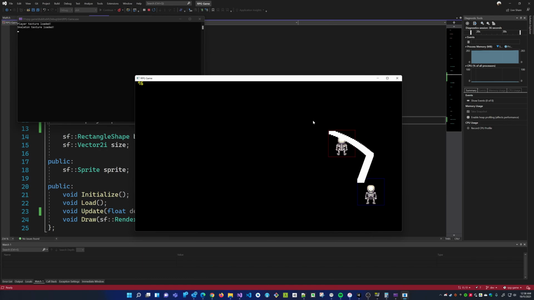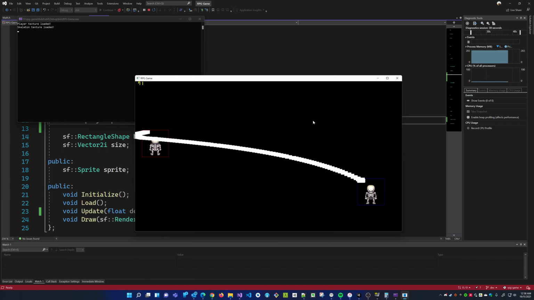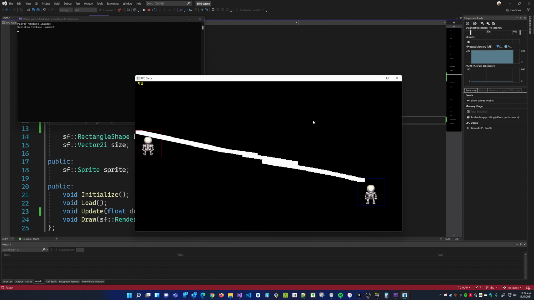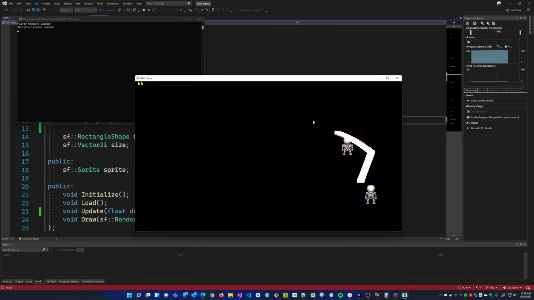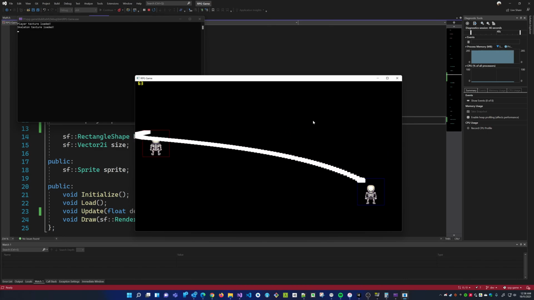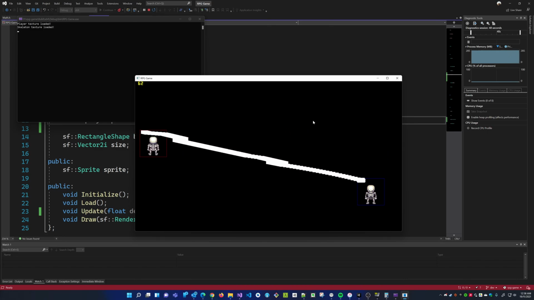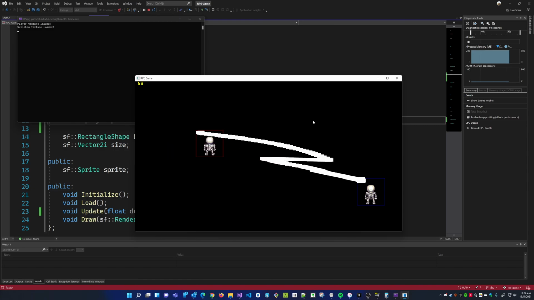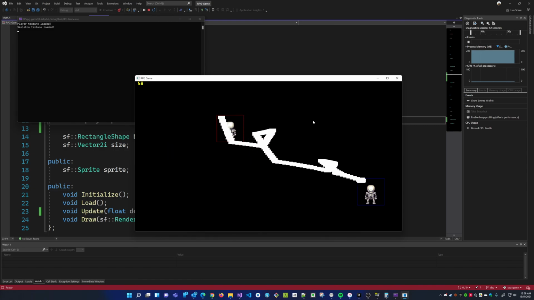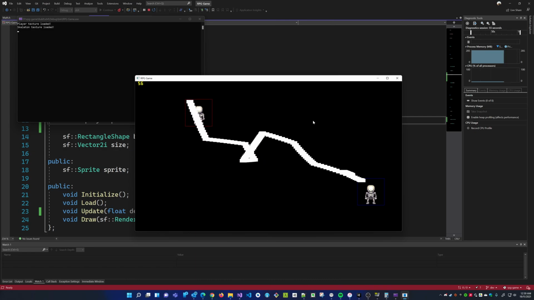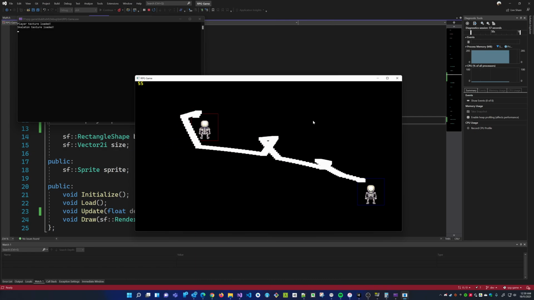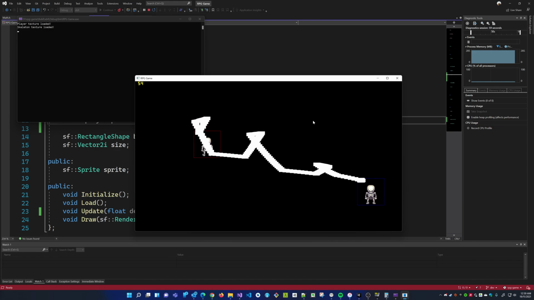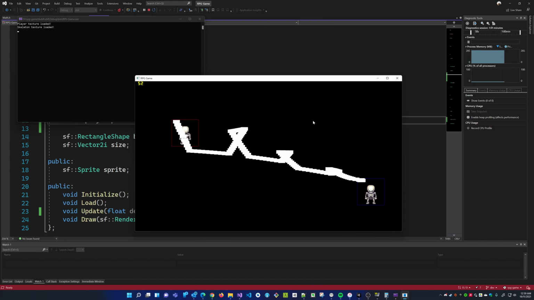Okay, let's count. 1, 2, 3. Same amount of time, no matter what my frame rate is. Let's do it again. 1, 2, 3. 3 seconds, because we're multiplying by time delta. So now our movement is not tied to our frame rate. Our frame rate can tank, and our movement will still be good.